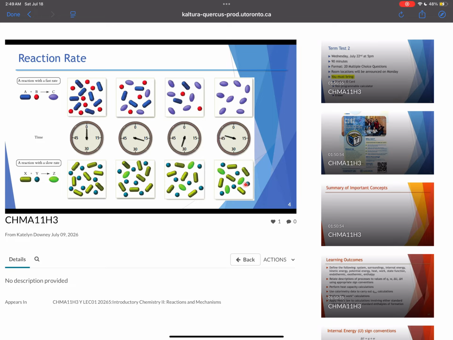This has a slower rate because we're not producing that Z as fast as we were producing up here. In other words, the change in Z over time, right? We've made 3, so the change as we produce 3 over time is less than the change in C over time. We've made 8 molecules of C in the same amount of time, so it has a faster rate. It's changed more in the same amount of time.